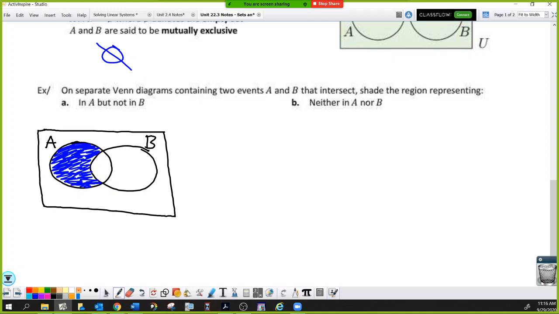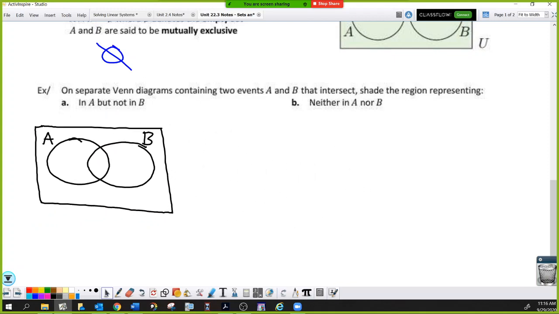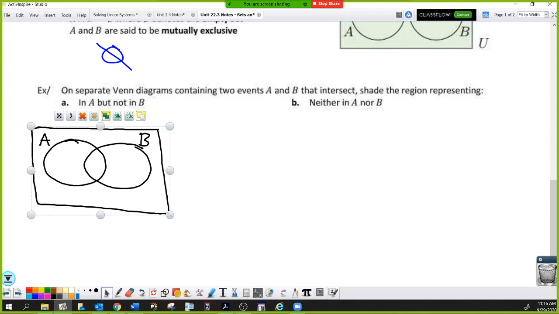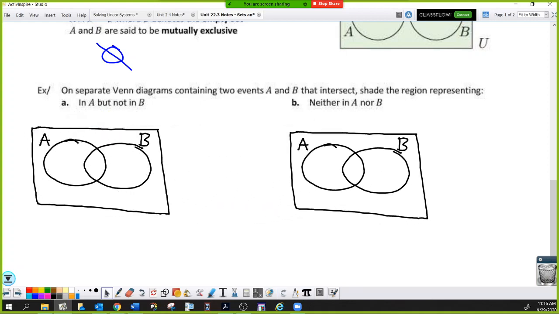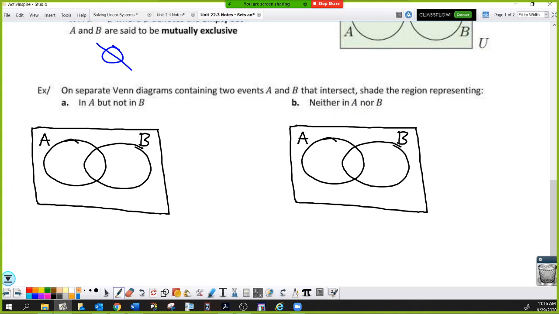For part B, draw the same Venn diagram. I think I can cheat a little bit. I'm cheating. I'm using the tools that are available to me. Anyway, just a second ago I had this shaded. So this is all the stuff that is in A that is not in B.